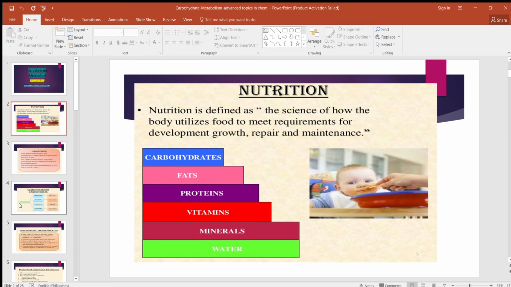First, we have to define what nutrition is. The basic definition is that nutrition is defined as the science of how the body utilizes food to meet requirements for development, growth, repair, and maintenance. Ano ba yung mga kailangan natin dito? These are biomolecules like carbohydrates, fats, proteins, vitamins, minerals, and water. In advanced topics in chemistry, we're only focusing on the metabolism of nutrition from carbohydrates, fats, and proteins. For this morning, we're going to discuss the metabolism of carbohydrates.